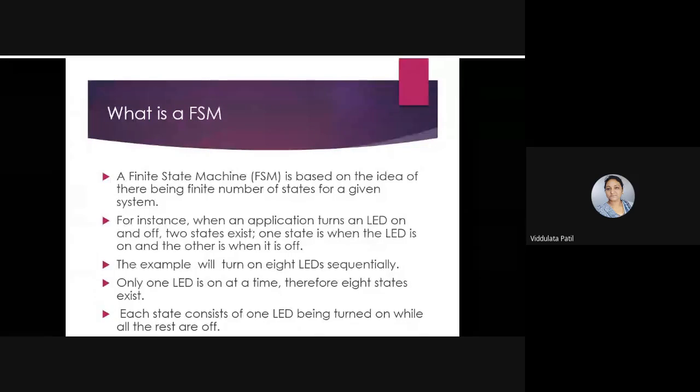Okay. And each state consists of one LED being turned on while all the others are in an off condition. So that is a model. Now we can represent this model in a state machine. So here we have these 8 states, and now how we are going to get the output can be represented. So that is the state machine.